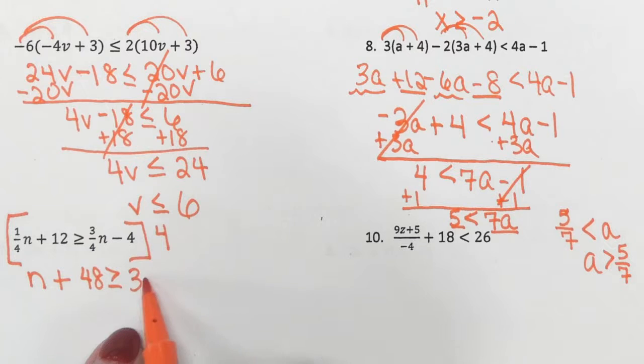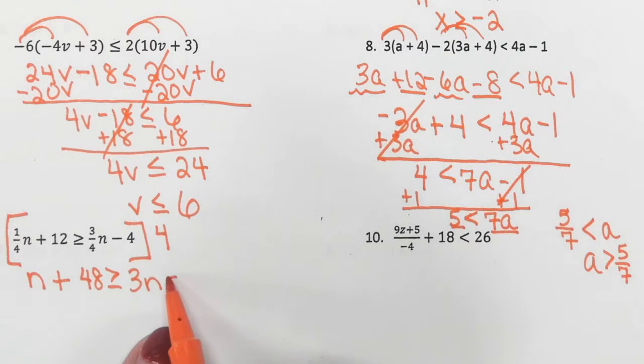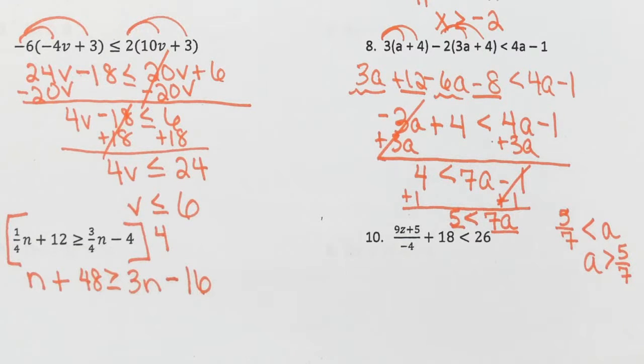3/4 times 4 is 3n. What, Sebastian? I thought I just multiplied the fraction. No, you gotta multiply everything. If you do it to one, you gotta do it to everything.